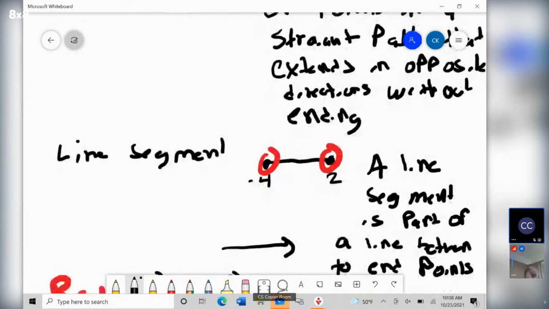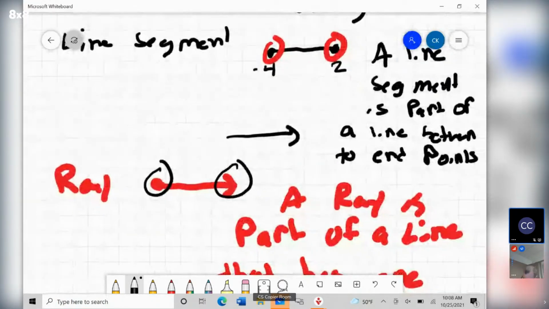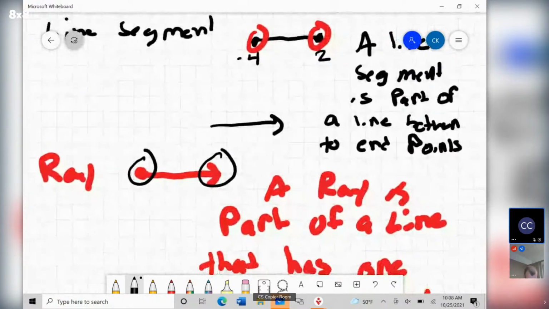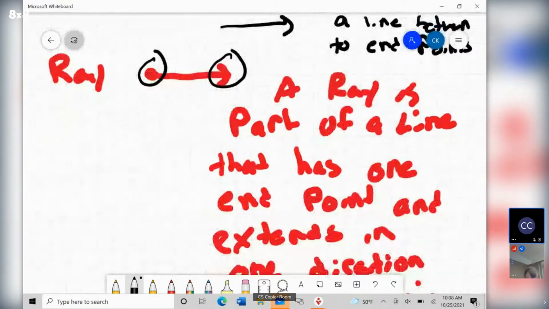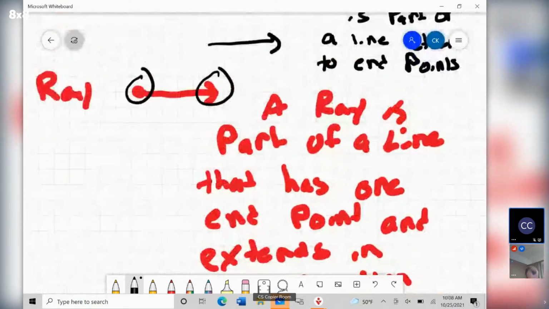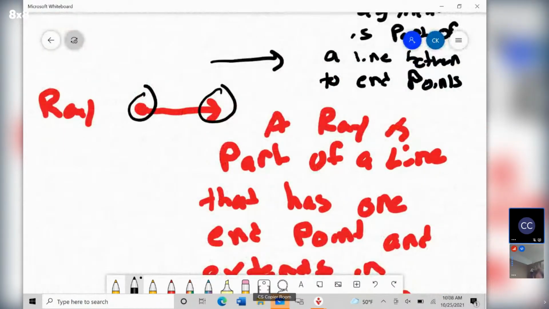And a ray is part of a line that has one endpoint and extends in the other direction without ending. So maybe this starts at 2, that's point 2, and it goes on forever. Okay. And the real indicator for that are the arrows. So when you see an arrow on a line, it's going to continue to go that way forever.